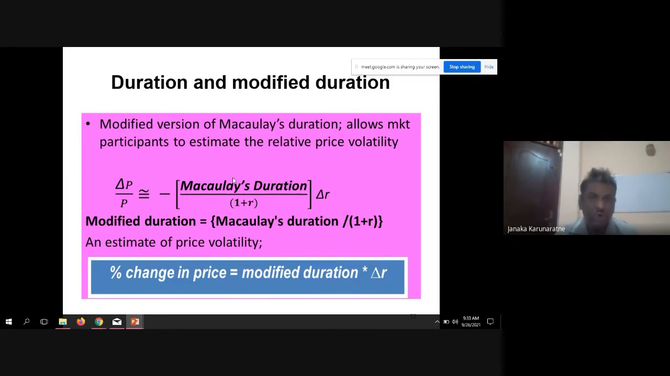So we do this approximation using Macaulay duration to measure the interest rate sensitivity or the price volatility. So the change in price is equal to modified duration times change in interest rate, right?